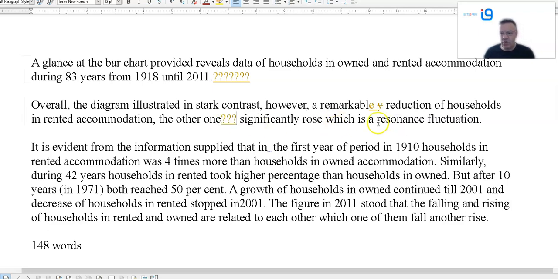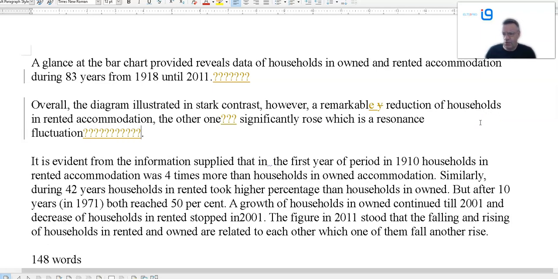Ownership, which is a resonance fluctuation. What is that? I don't even know. Is that some science term? What does that have to do with anything?